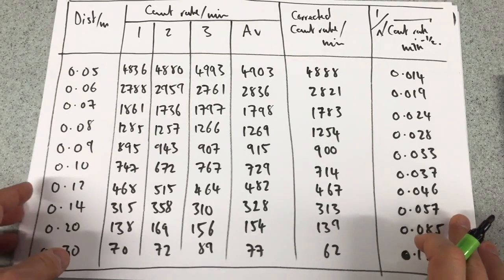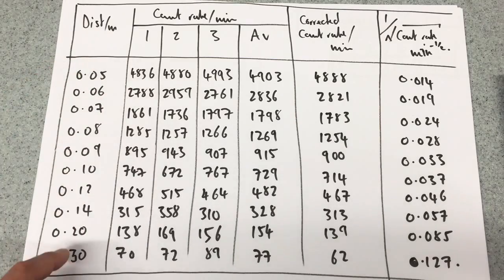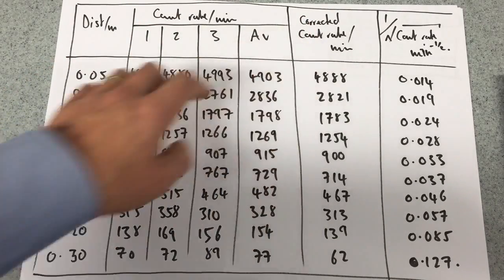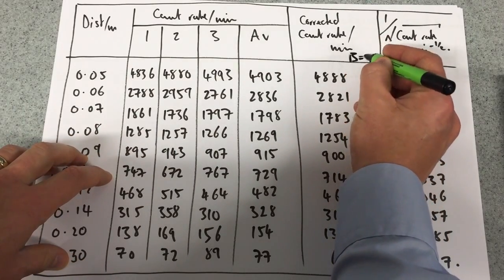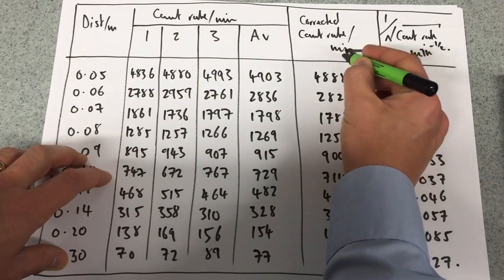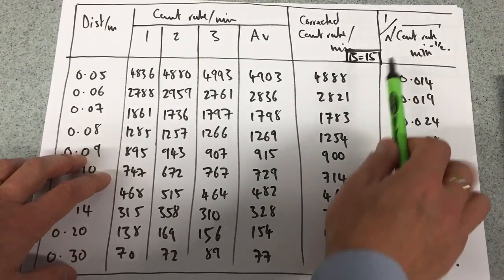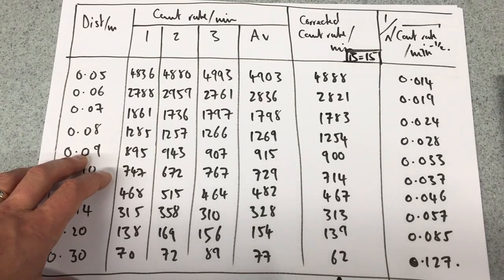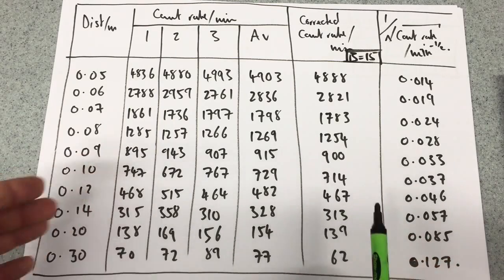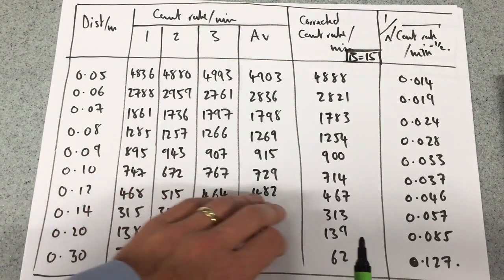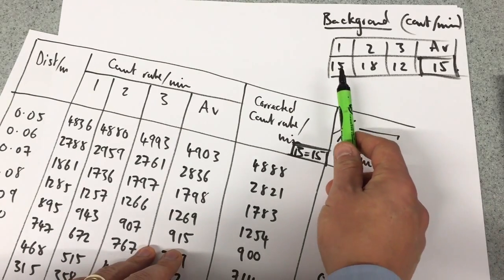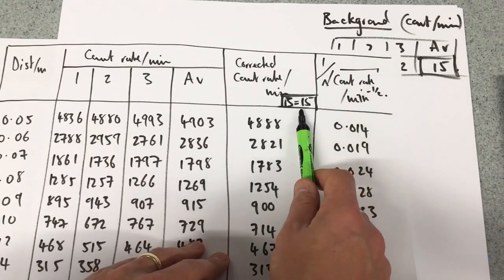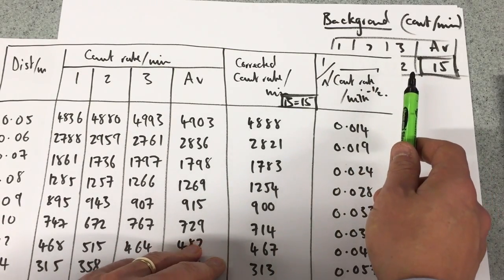Okay, here are the results. The varying distances, I've taken the count rates, averaged out, the corrected count rate, because we have a background count of 15, and therefore 1 over the root of the count rate, minutes to the minus a half. Good, and then you just have to plot them. It's worth saying here that for the background, what I discovered was 15, 18, 12, which gave me an average of 15. I've placed that just there. It's important that you do that.